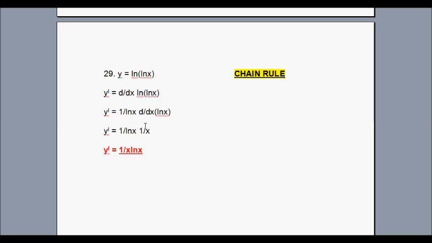And once you get all that, combine like terms, and that would end up being y prime equals 1 over x times the natural log of x. My bad. I don't know why I couldn't say that. But anyways, that's what I have to explain.